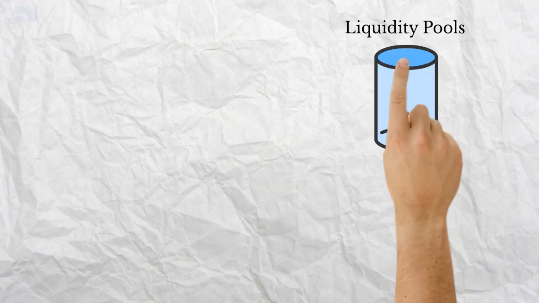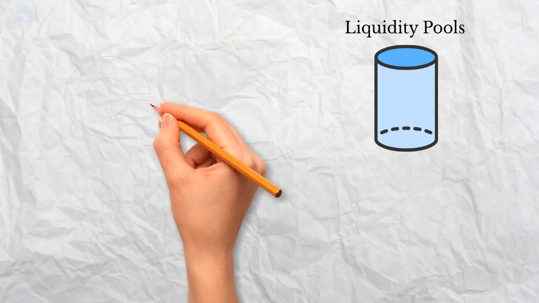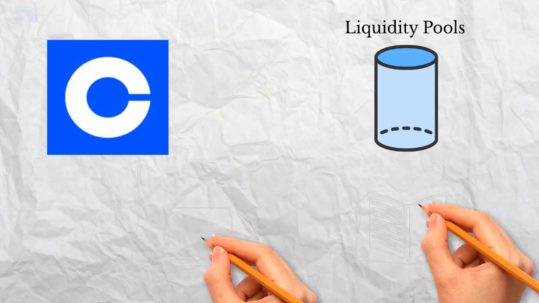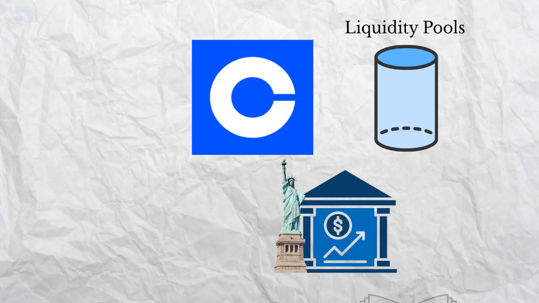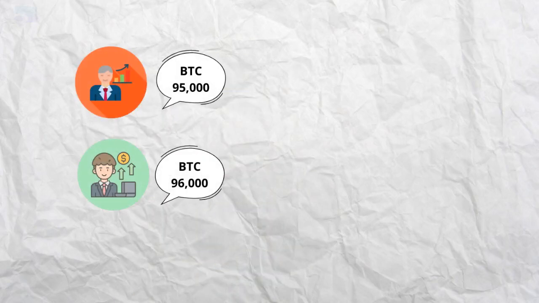Let's get started. Before we understand liquidity pools, we need to understand the problem they solve. Think about traditional exchanges like Coinbase or the New York Stock Exchange. They all use something called an order book model. Here's how it works in simple terms. Imagine a marketplace where buyers put up signs saying, "I'll buy Bitcoin for $95,000," and sellers put up signs saying, "I'll sell Bitcoin for $96,000."